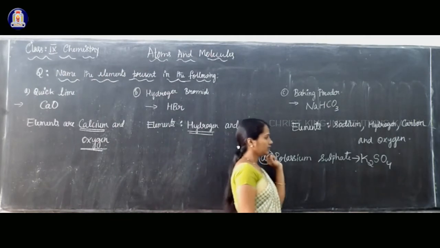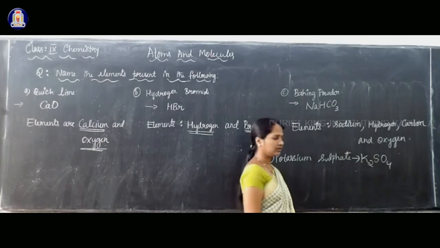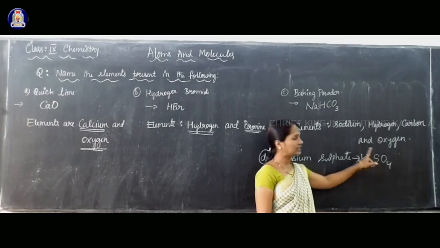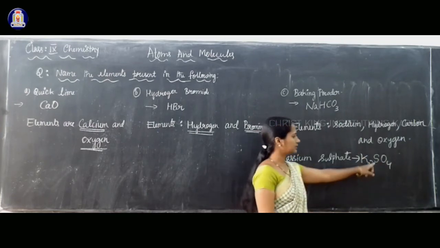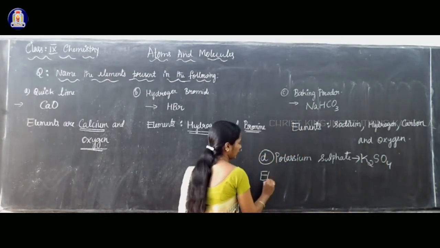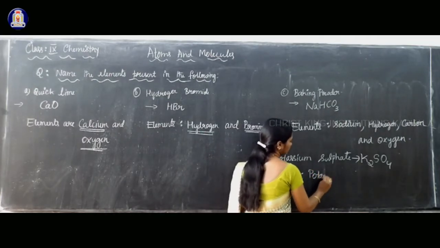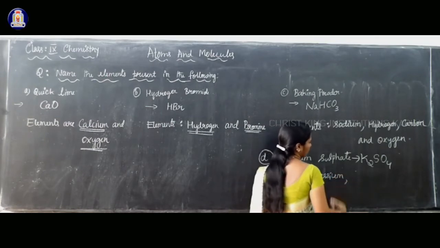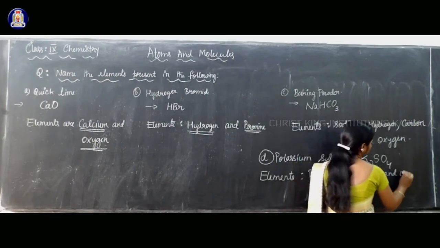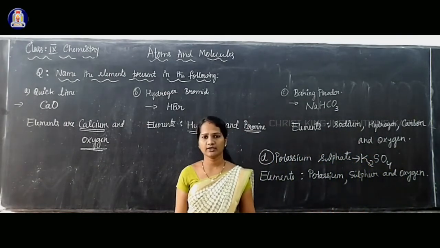So see this chemical formula of potassium sulfate. What are the elements present here? One is K, one more is S, and another one is O. K is potassium, S is sulfur, and O is oxygen. So the elements present are potassium, sulfur and oxygen. These are the elements present in potassium sulfate.